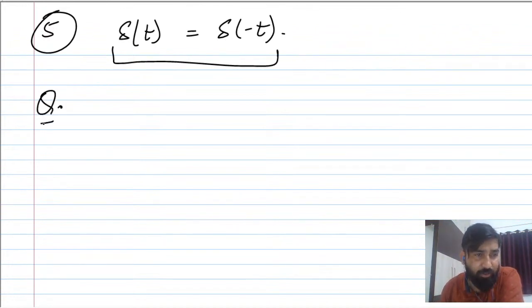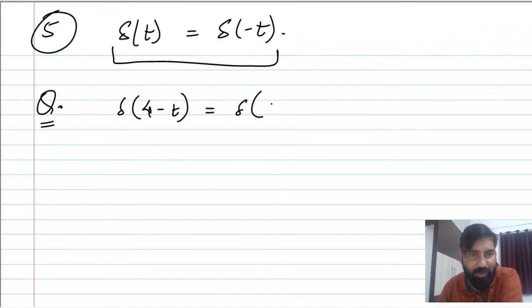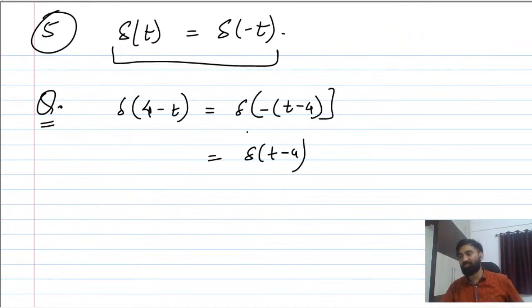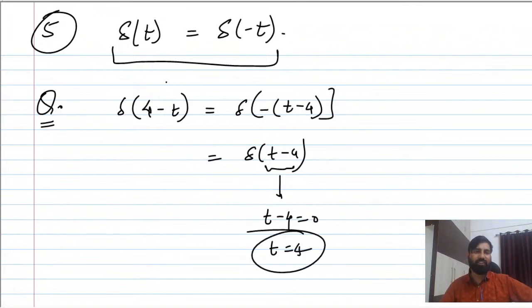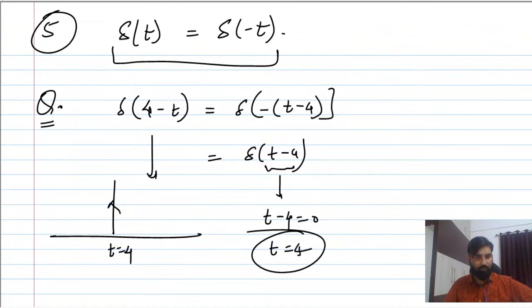Okay, so let me come back to the question now. Suppose somebody is asking what is delta of 4 minus t. So 4 minus t can be written as, you can take minus common here, so it is t minus 4. So you can also write this as t minus 4, nothing. Okay, this minus sign does not make any difference too. What is the shifting amount here? t minus 4 equal to 0, so t equal to 4. So my delta of t exists at t equal to 4, and the area is same. Okay, you have to keep in mind the shifting does not affect area.